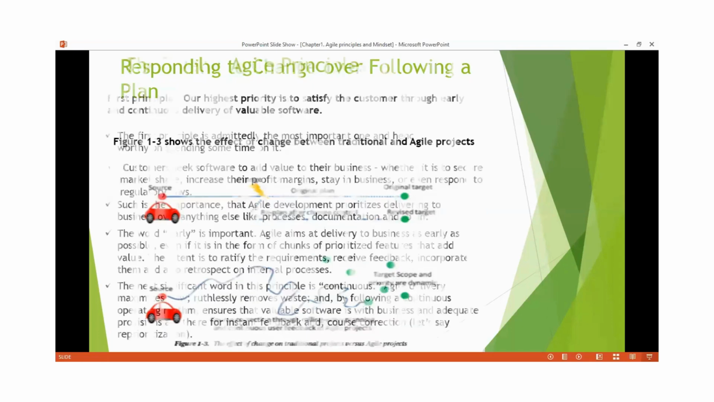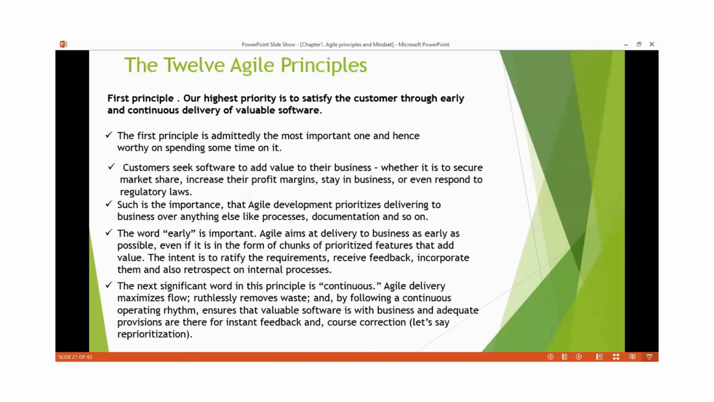Now, when we look at the 12 principles, we said that Agile consists of 4 core values and 12 principles. The first principle talks about customer satisfaction being the most important thing, through continuous delivery of valuable software. So it's very important that we deliver value to the customer and the customer gets satisfied. So we're looking at the VOC, voice of the customer.